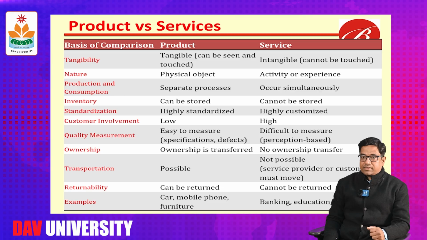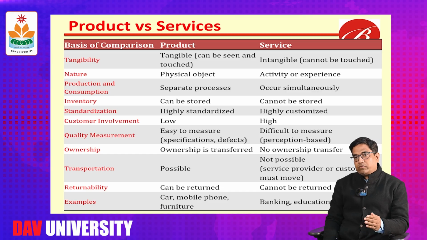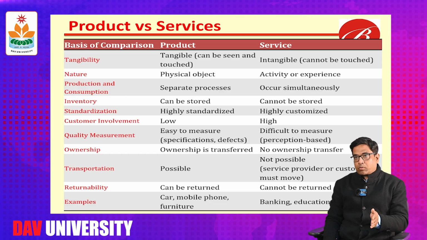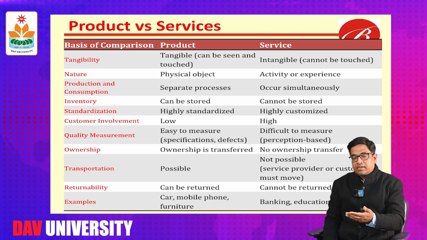If we talk about examples, cars, mobile phones, furniture, everything comes under a product. Whereas whenever we are talking about services, whatever services are provided by the banking sector, education sector, healthcare sector, entertainment sector, come under services. So this is how we can differentiate products and services. Now most organizations are using both. They have a product and they are also providing a service.